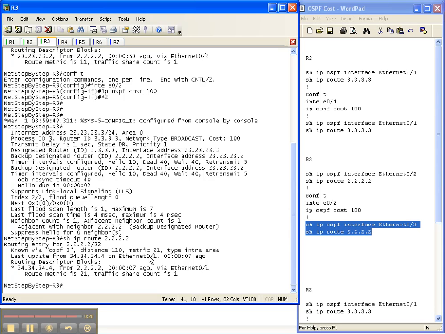So that is how you manipulate the cost on an interface to change routing between routers. I hope this has been helpful, and just be careful when you implement this, because it will change all the routing that goes out that router and for any other routers back behind it.